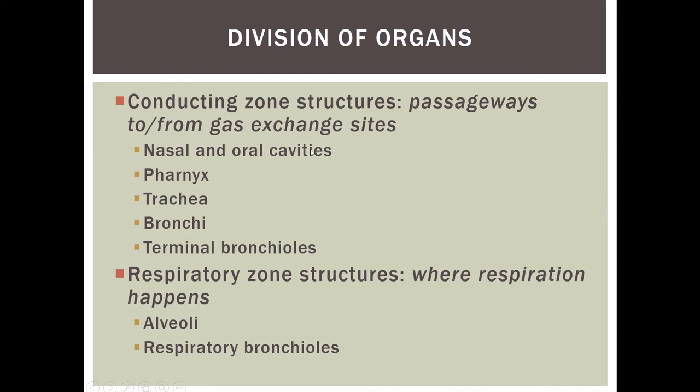So you can think of the respiratory system as 2 zones. The conducting zone structures are really just passageways. They're just tubes for air to move from the external environment to where gas exchange is going to take place. And then the respiratory zone structures are actually where respiration takes place. So the conducting zone structures are all of the upper respiratory system, the trachea, the bronchi, out to what we call terminal bronchioles. And then the respiratory zone structures are the respiratory bronchioles leading then into the alveoli.